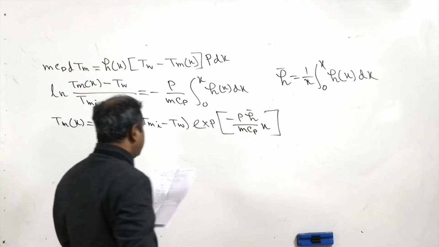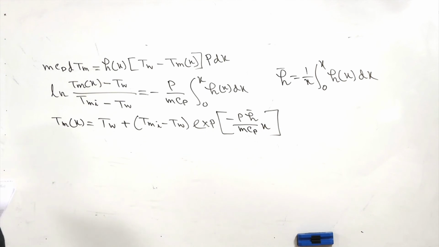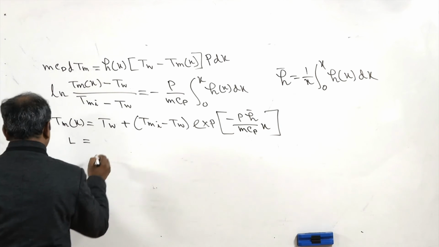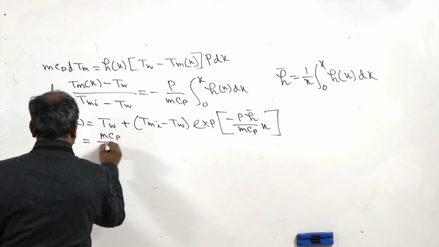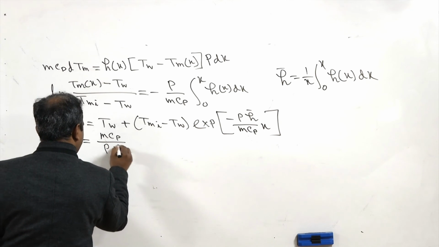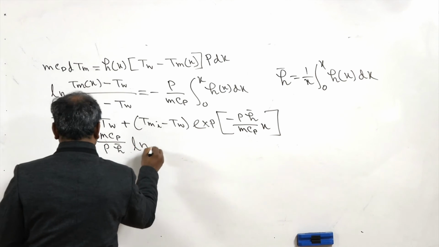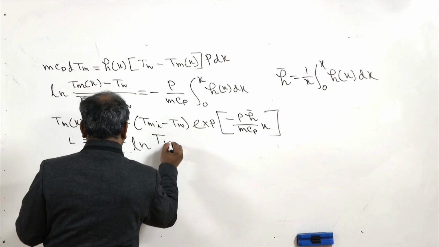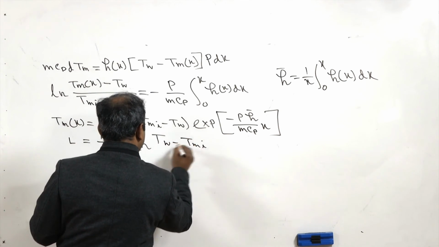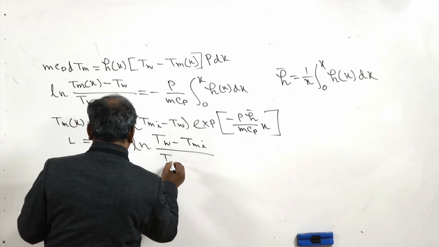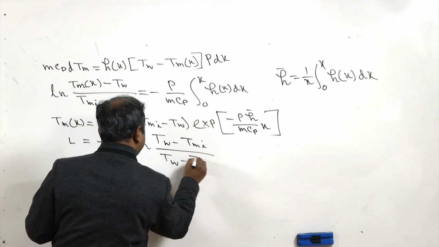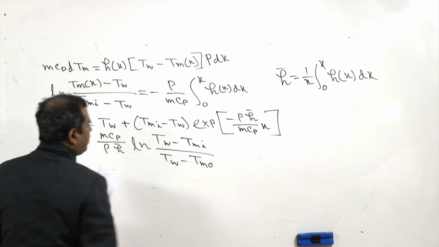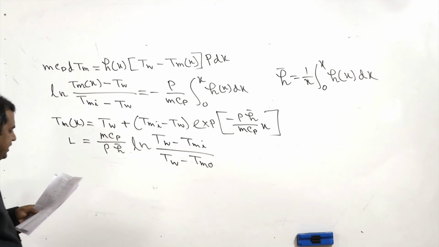Okay. So, this is the equation we have got. Now, if you want to put x equals L, then finally you get L is equal to m Cp over P h bar, then ln of, now Tx will become Tw minus Tmi. Now, Tx will become Tmo, so at the outlet the value becomes Tmo. So, this Tx actually became Tmo. So, this equation we get for the L.